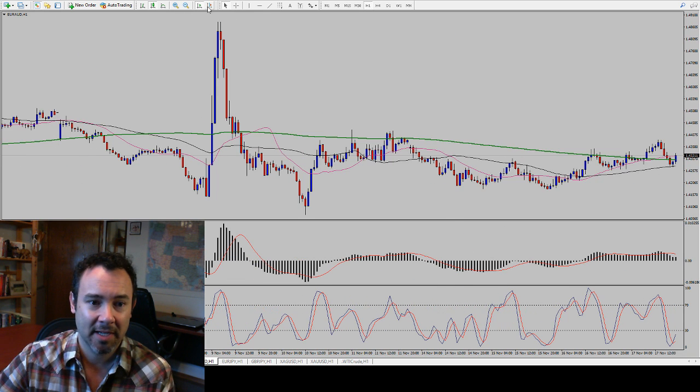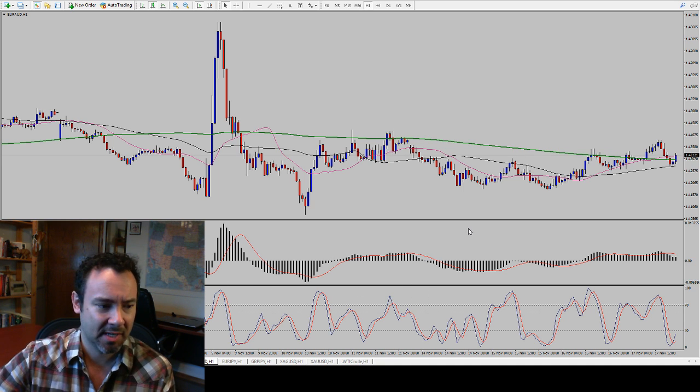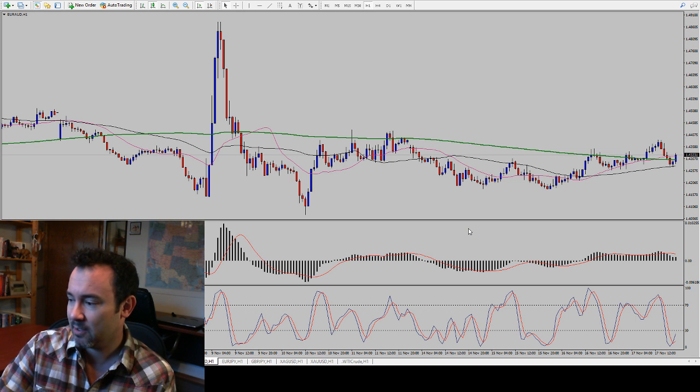So again, this is the 1-hour Euro Aussie. I have the MACD over here, the 12, 26, 9 and the stochastics 5, 3, 3. I think these are default settings, by the way. I haven't messed with the settings for so long now. I just sort of leave them how they are.